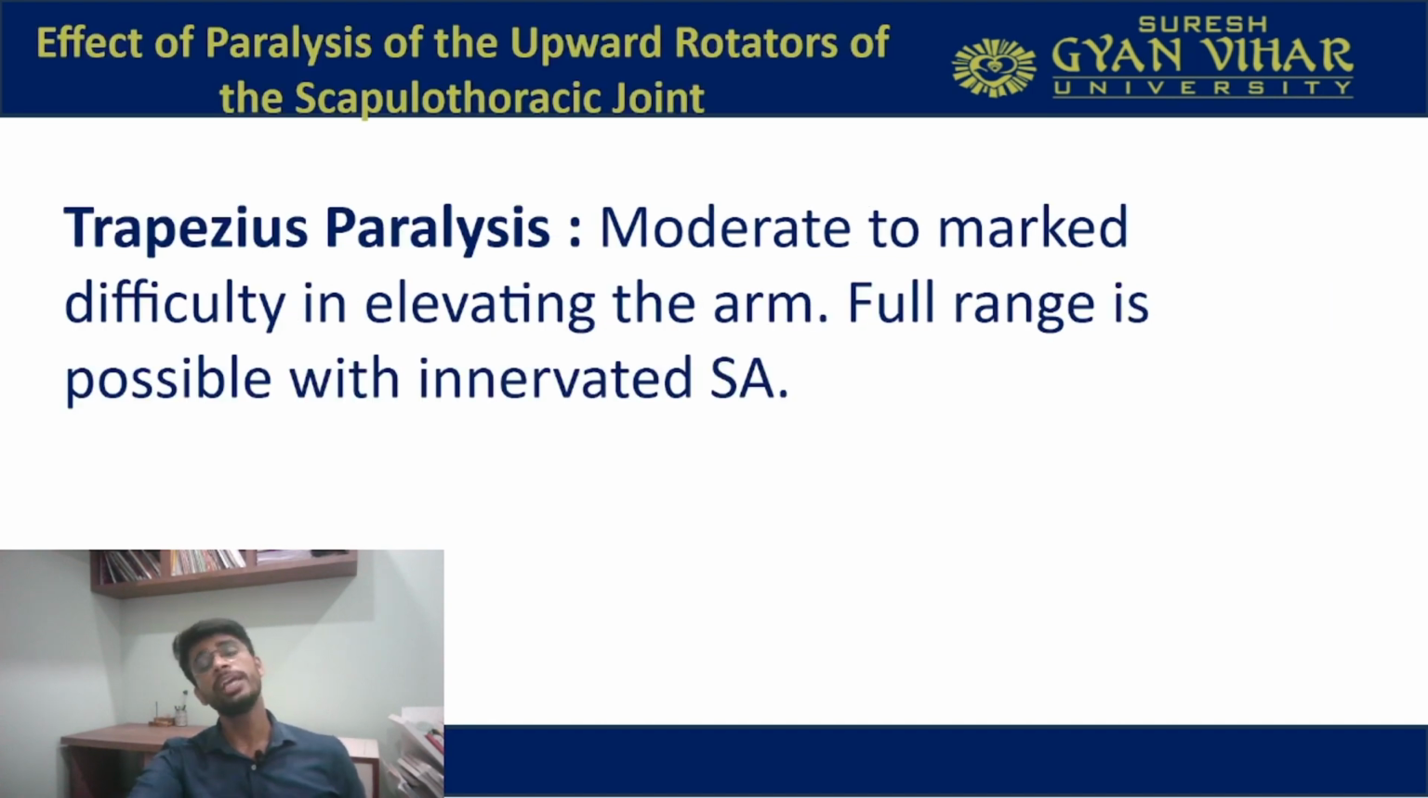Now, what will be the effect of the paralysis of these upward rotators on the scapulothoracic joint? If your trapezius gets paralyzed, then there will be moderate to marked difficulty in elevating the arm, but full range of motion will still be possible because your serratus anterior is innervated at that time. So if trapezius gets paralyzed but serratus anterior is fine, then you can do the upward rotation.